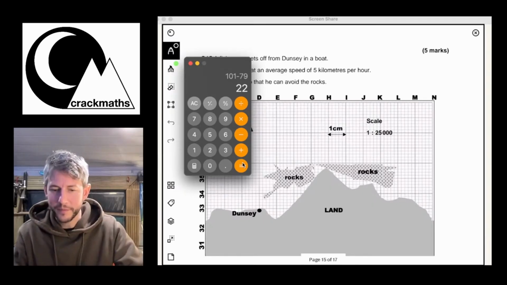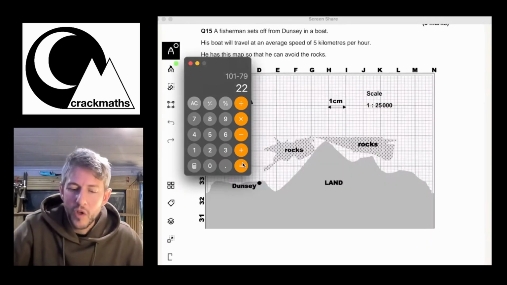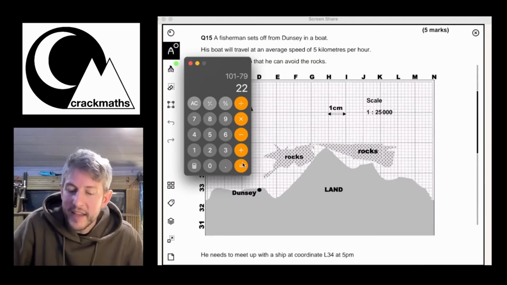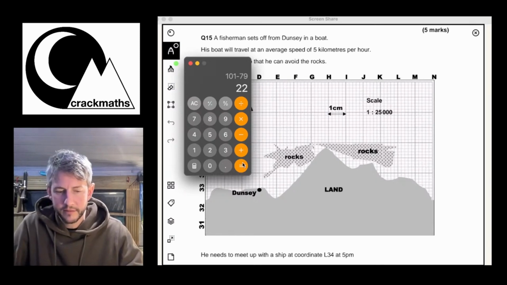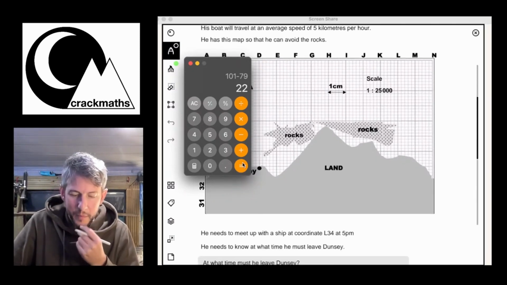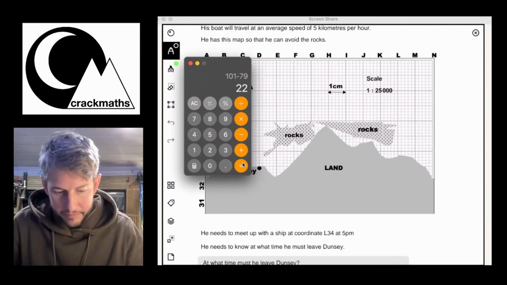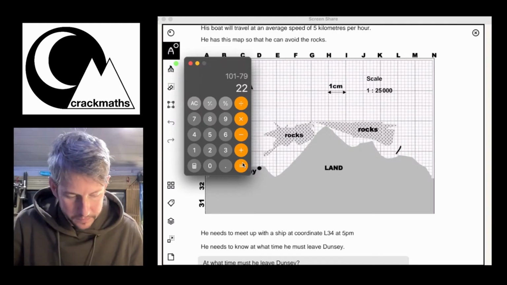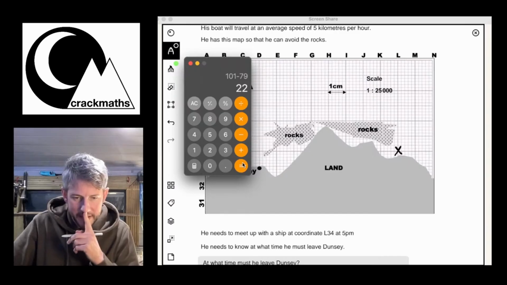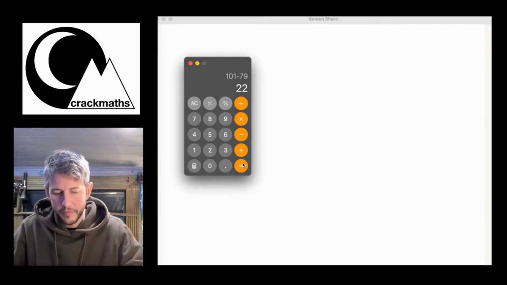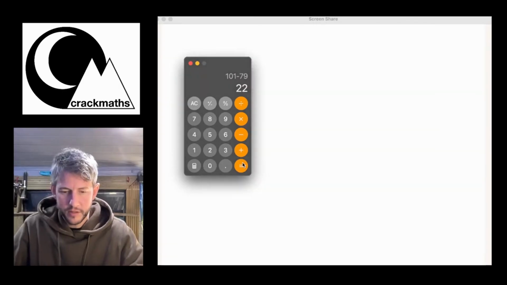Right. Oh, another question. These papers are so long. Right. A fisherman sets off from Dunsey in a boat. His boat will travel at an average speed of 5 kilometers per hour. He has this map so he can avoid the rocks. Okay, right. He needs to meet up with a ship at L34 at 5 p.m. He needs to know what time he must leave Guernsey. Show your working out. Oh my gosh.